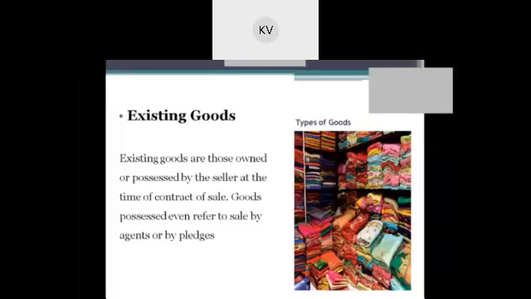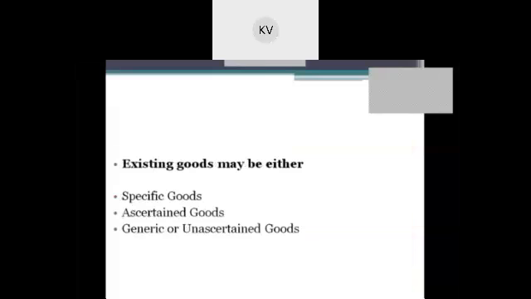And then next, we are going to see that existing goods may be either specific goods or ascertained goods, identified and agreed upon at the time of the contract of sale. For example, if a buyer selects a particular variety of saree after examining several other sarees, the selected saree denotes specific goods. The particular saree we are selecting now is called specific goods.